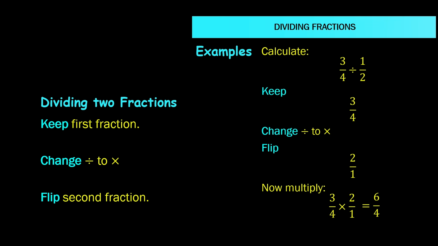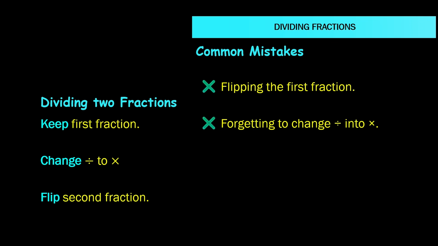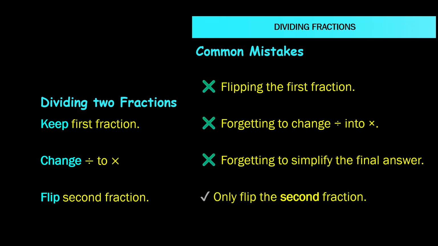The numerator and denominator have a common factor, which is of course 2. So dividing top and bottom by 2 gives us 3 over 2. And this is of course equal to 1.5. Some of the common mistakes students make are flipping the first fraction instead of the second one, forgetting to change the divide into multiply, and forgetting to simplify the final answer. Remember to only flip the second fraction.